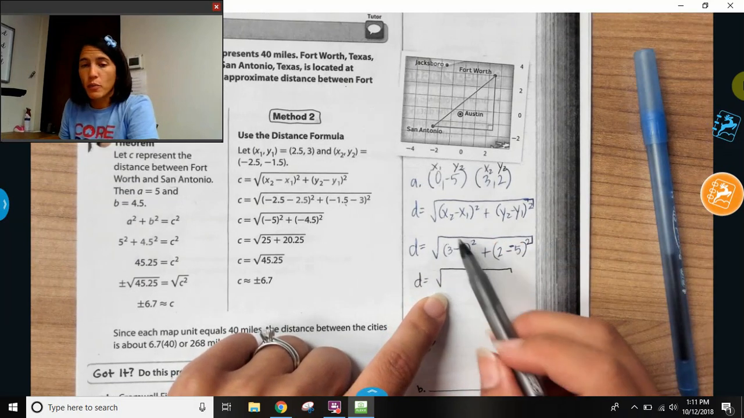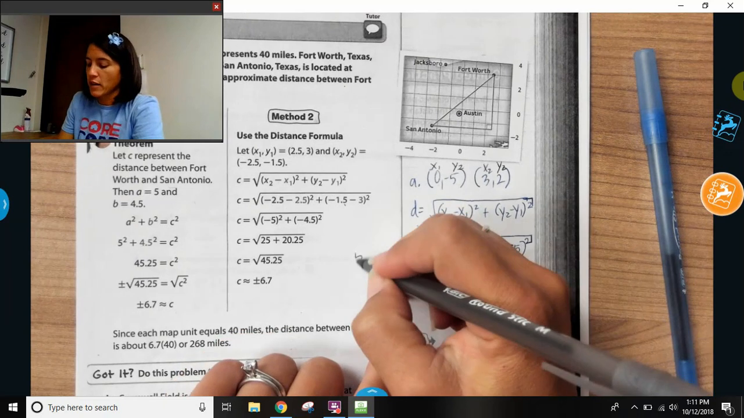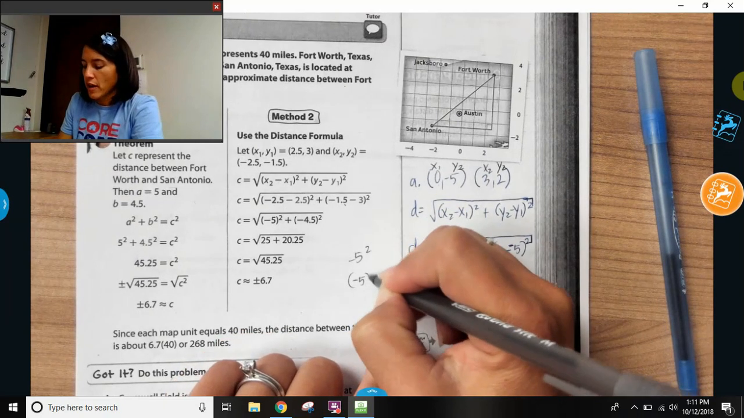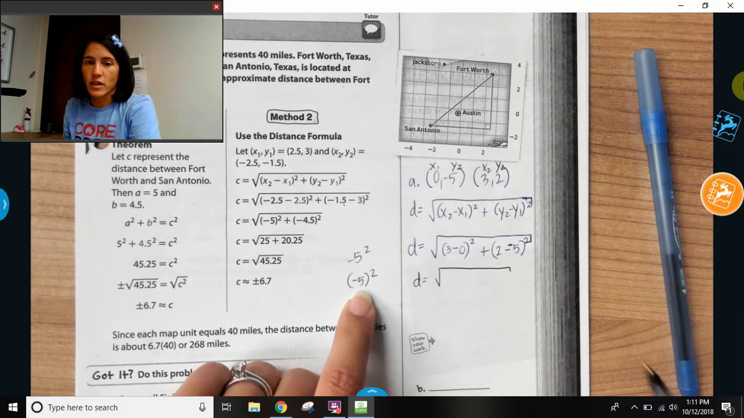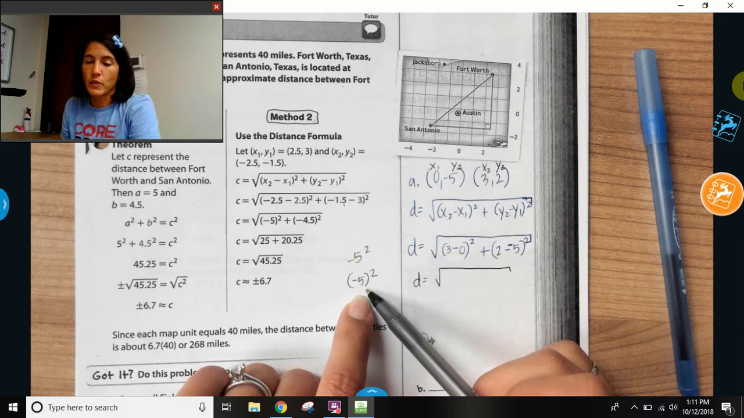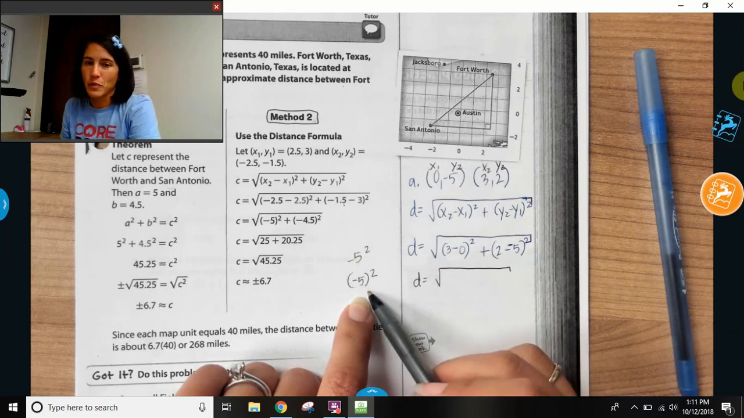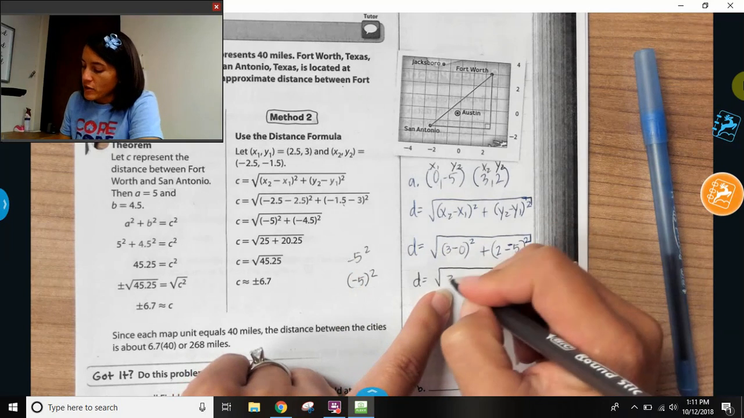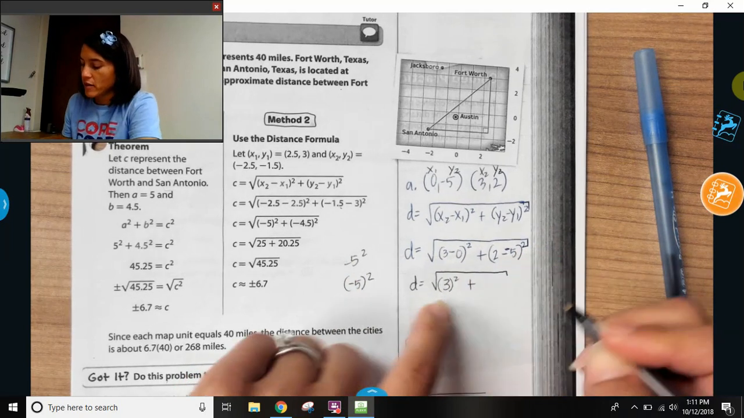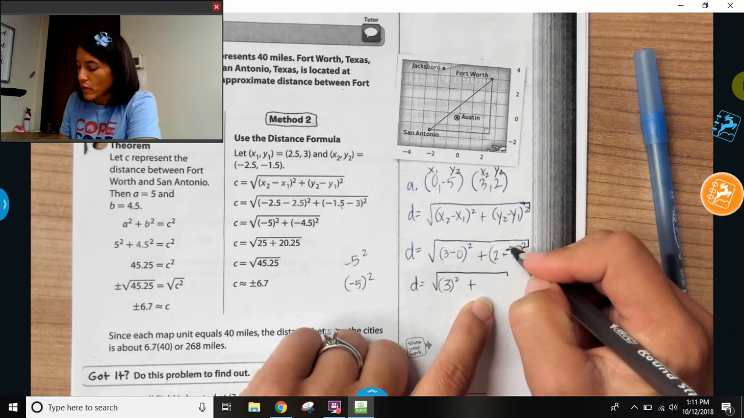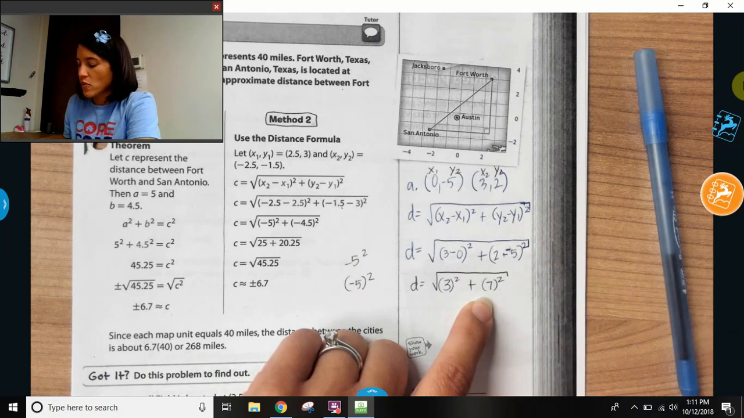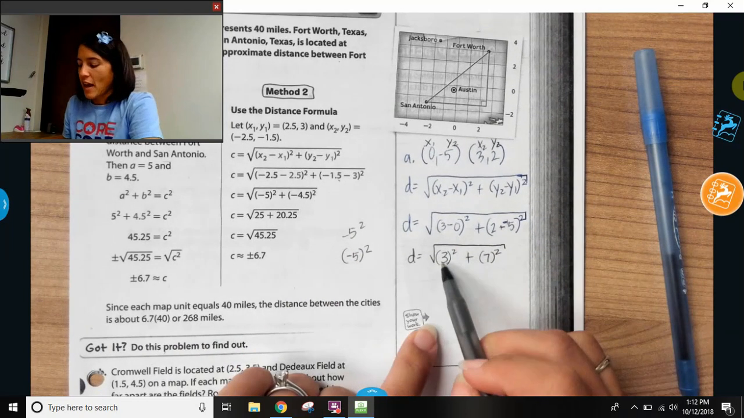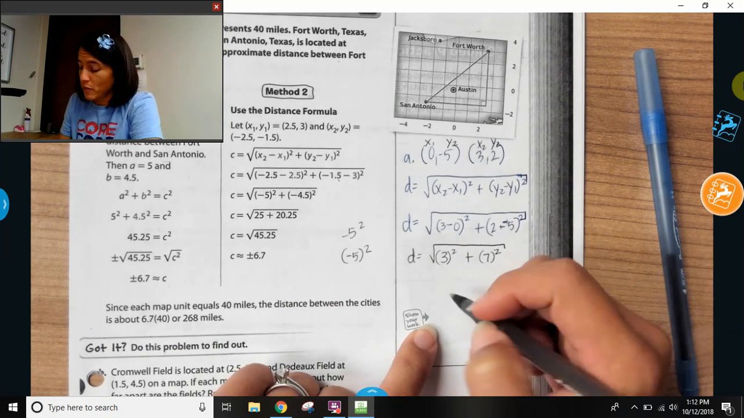And these parentheses are important because we've talked about the difference between -5 squared and (-5) squared. So it's really important that you remember these parentheses because your base is going to maybe be negative. Maybe not in this example. But 3 minus 0 is 3 squared. 2 plus 5 is 7 squared. And 3 and 7 should look familiar from the example we just did.